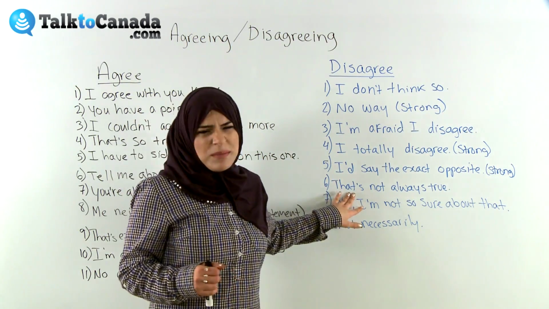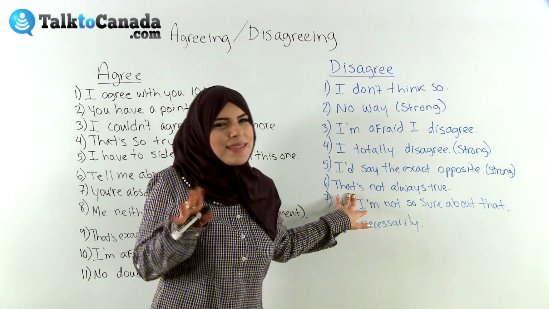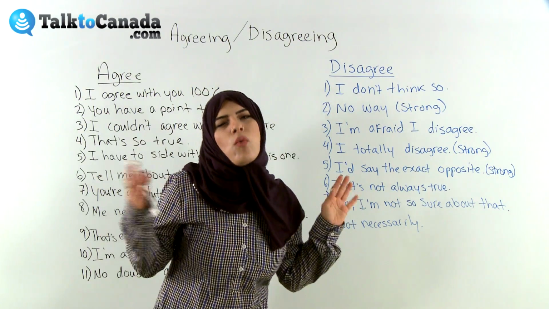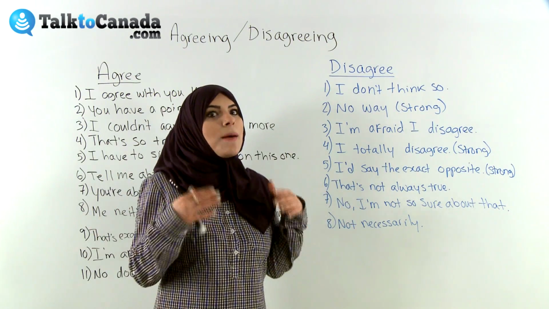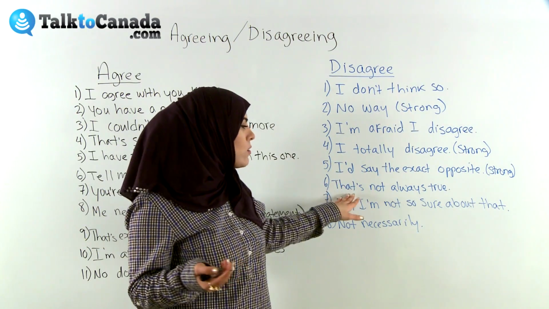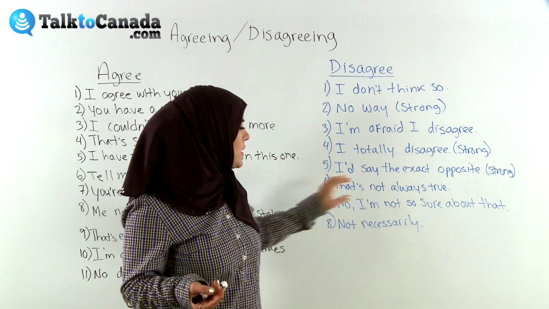And then sometimes you disagree, but there are some things that you might agree with. So you can say, that's not always true. Yeah, sometimes it can be true, but not always. So this is also disagreeing, but it's more weakly disagreeing.